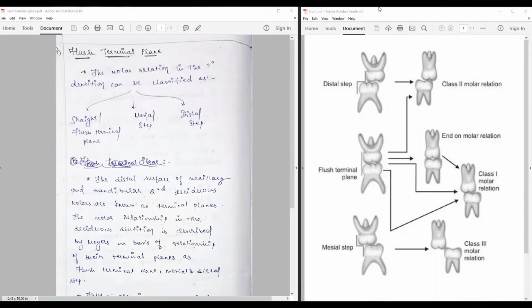The question that we are going to deal with is flush terminal plane, a very often repeatedly asked university question. And it is very important to know from a preventive aspect in general dentistry practice also. So what is this flush terminal plane?